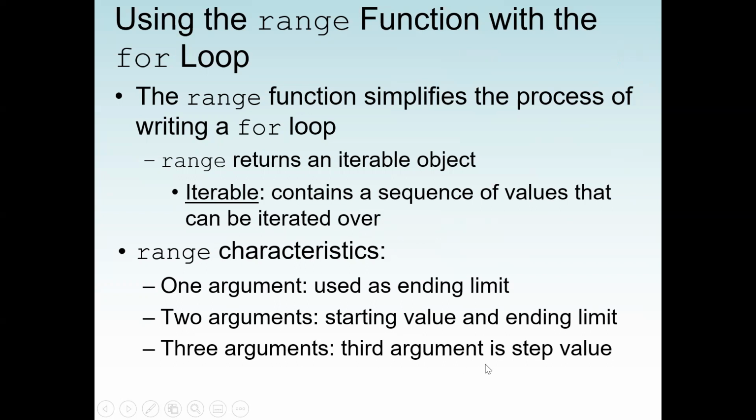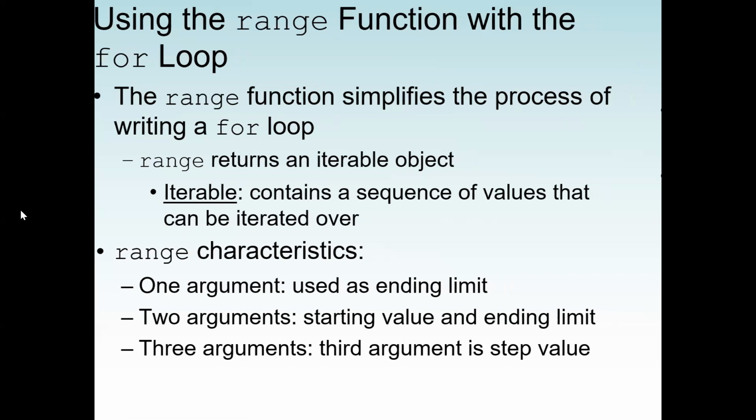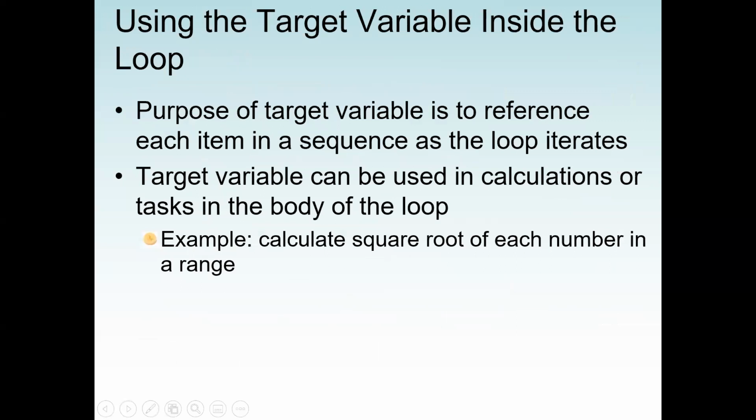Then also we can have the third argument, which will tell us the step value. For example, we have 1, 10, 3. It means from 1, I will move to 4 because it's 3 steps. Or I have 1, 10, 1. It means I'll go 1, 2, 3, 4, 5, up to 10. And again, we're going to see examples soon. Now, the purpose of a target variable is to reference each item in a sequence as the loop iterates.